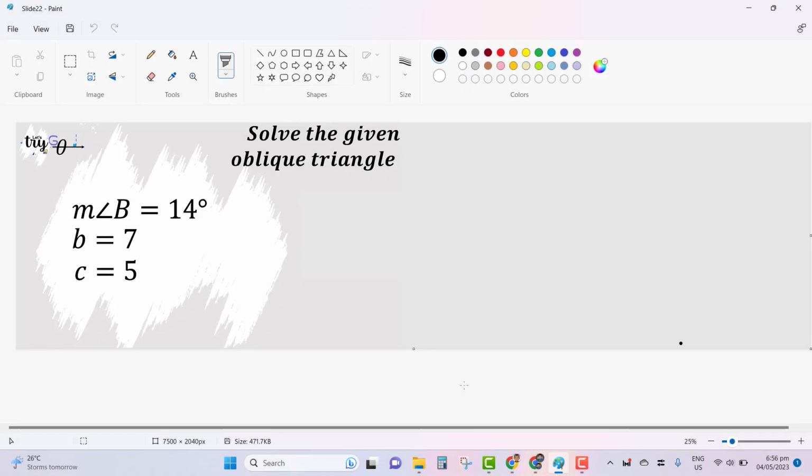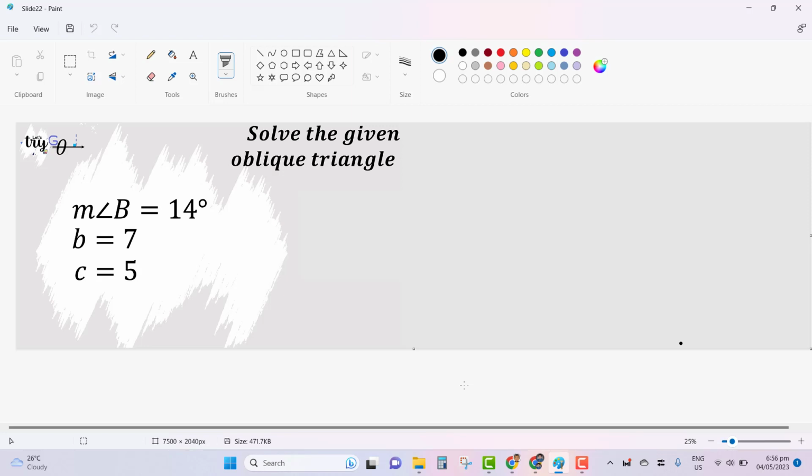Hello everyone! We are going to solve this given oblique triangle. But as of the moment, we don't have any figure, but we are given the specific values. In order for us to solve any oblique triangle, we need to identify the given measurements so that we could decide whether we use the law of sines or law of cosines in solving for the oblique triangle.